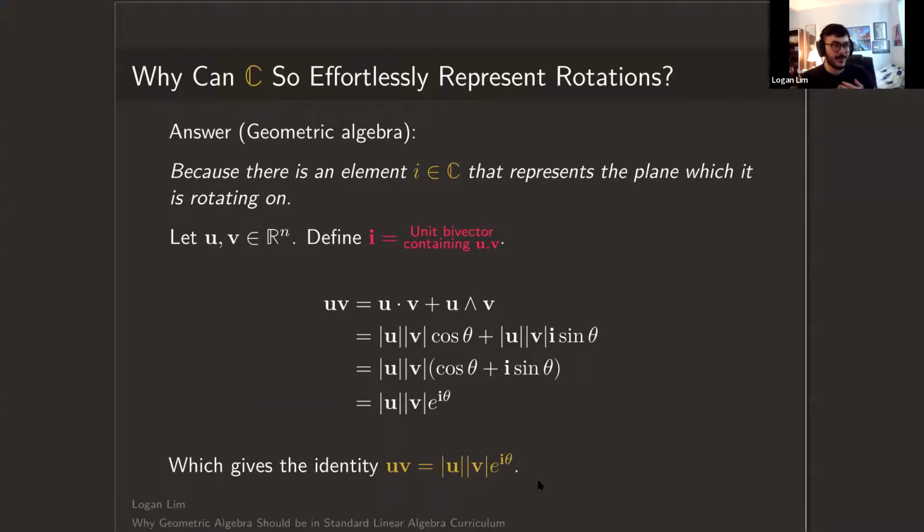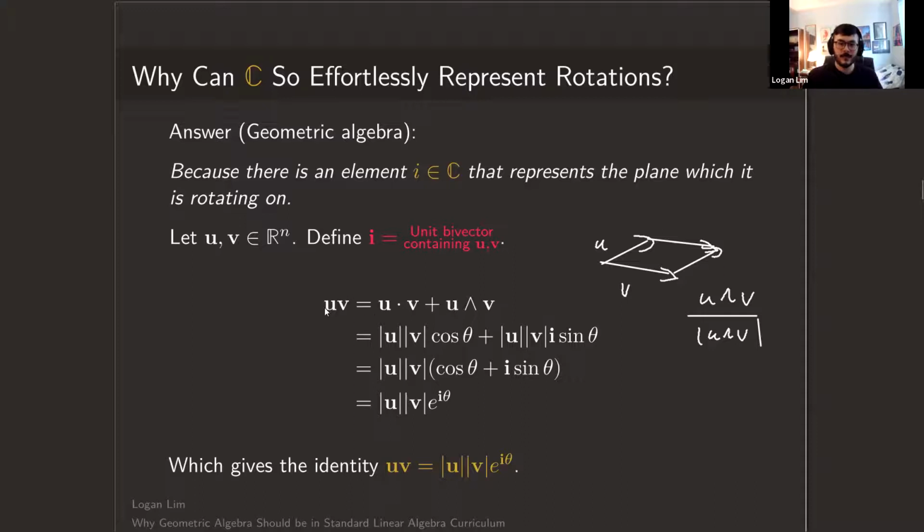The answer that geometric algebra gives is because there's actually an element that represents the plane on which it is rotating. Let me show you what I mean. So let's say we have two vectors u, v in Rn, and we have the unit bivector containing u and v. Basically, the only thing we have to do to get the unit bivector is just divide it by its magnitude. That's it, as long as this doesn't have 0 area, so it doesn't collapse to 0.